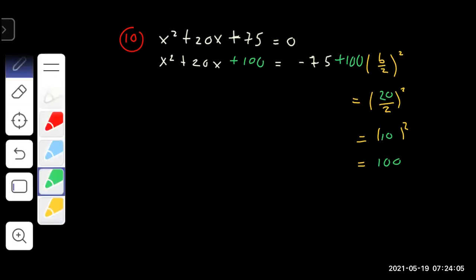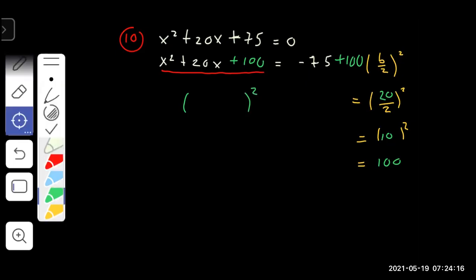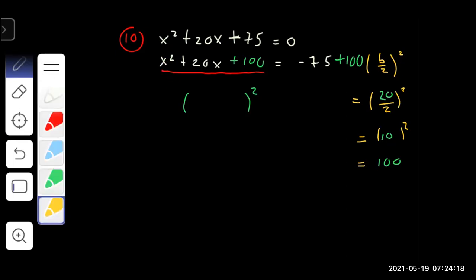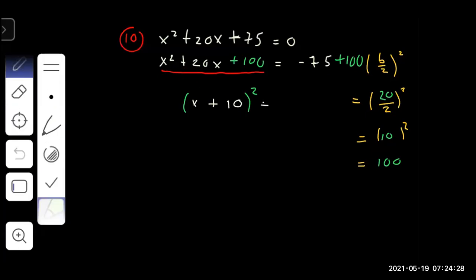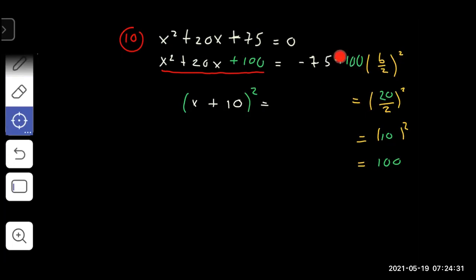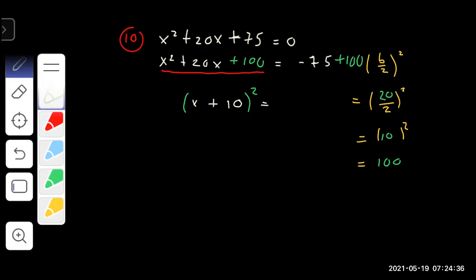Okay, now we add it on both sides. Now let's factor this. We are 100% sure, guys, that this is now a perfect square. We put parentheses, squared. X squared is factored as x and x, and 100 as 10 and 10, and the middle term is positive, so we only put positive. Equal to this value: 100 minus 25, or negative 25 plus 100, which is 25. Take a look at how easy this is going to be.